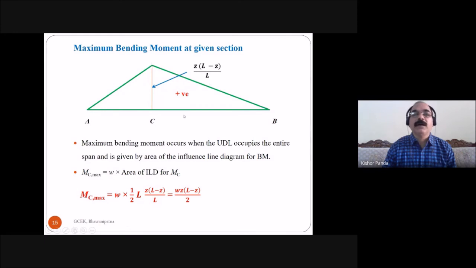So what is this area? And you have to multiply by W. So you will get the maximum bending moment. MC max is equal to W into area of ILD for MC. And area of ILD for MC is equal to half into L into Z into L minus Z by L. Length is the length of the span, and this is the ordinate Z into L minus Z by L and half. This is the area, and you have to multiply by W. W into Z into L minus Z by 2. So this is the maximum bending moment at C.